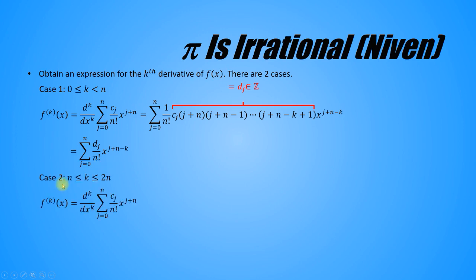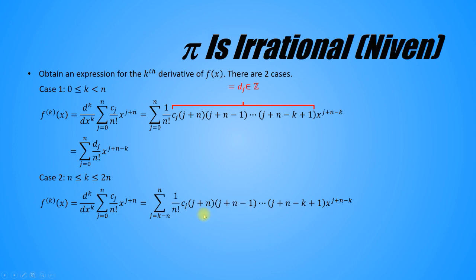Now, the second case is where n is less than or equal to k, which is less than or equal to 2n. So once again, I'll let the kth derivative operator act on f. And this time, k is large enough so that some of the derivatives of these x's here are going to be 0. So to get rid of those 0 terms, I'll start the sum at k minus n instead of 0. Other than that, the kth derivative looks the same as it did in case 1.